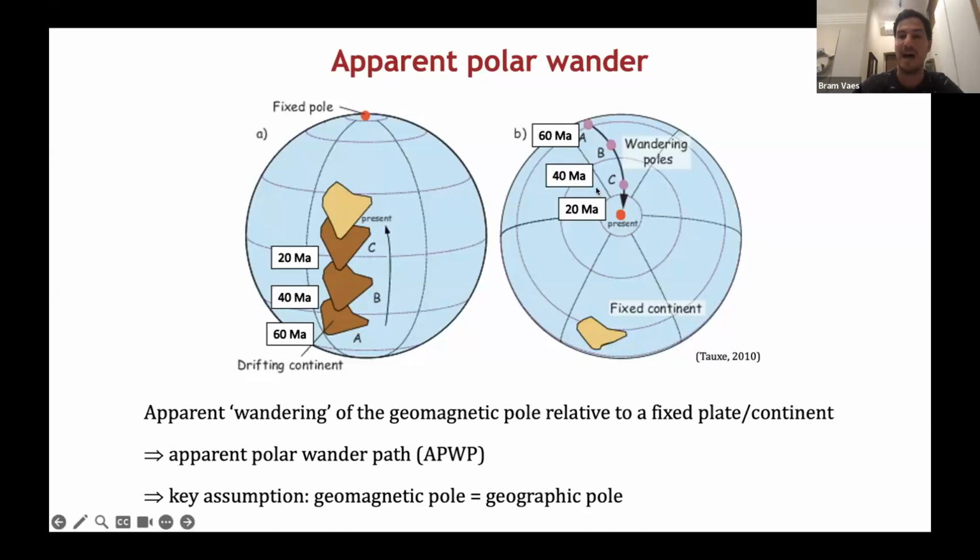So this path of successive pole positions is what we call an apparent polar wander path. And when using these apparent polar wander paths, we use the prime assumption in paleomagnetism that the past average geomagnetic pole coincides with the geographic pole.